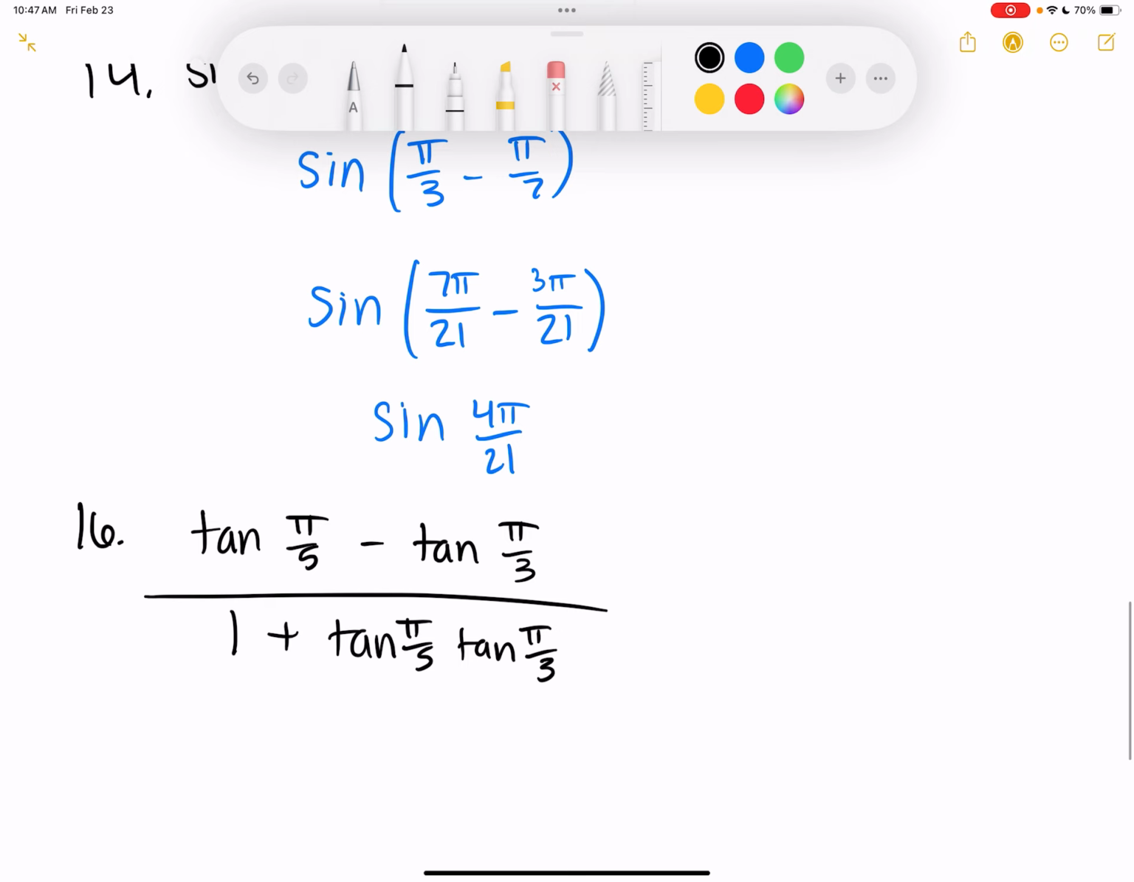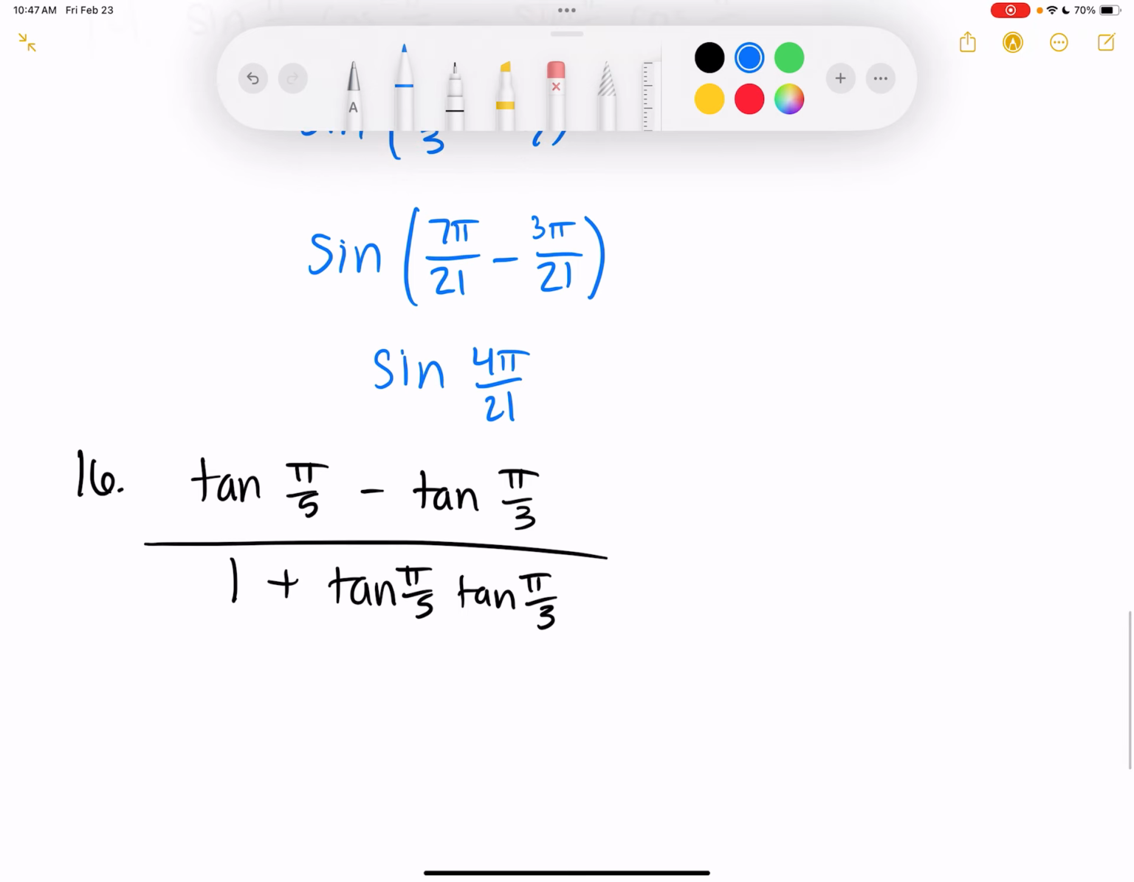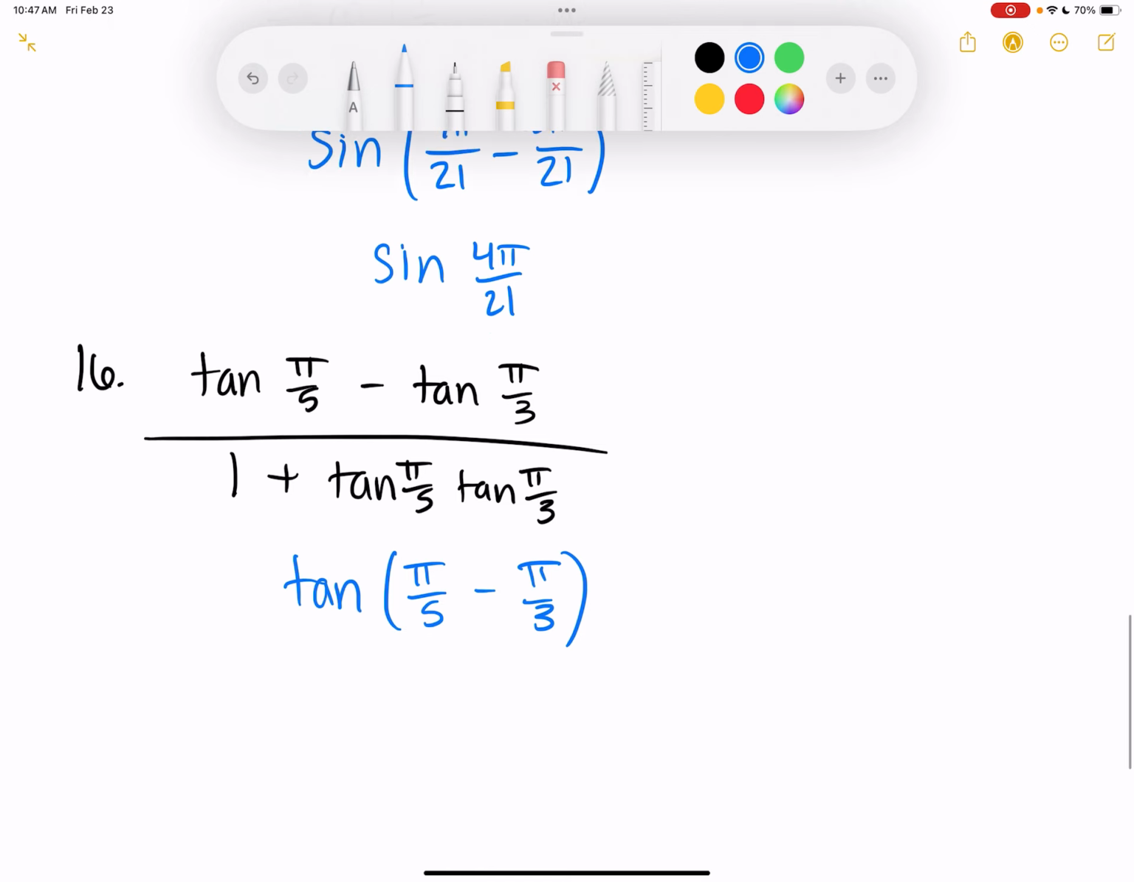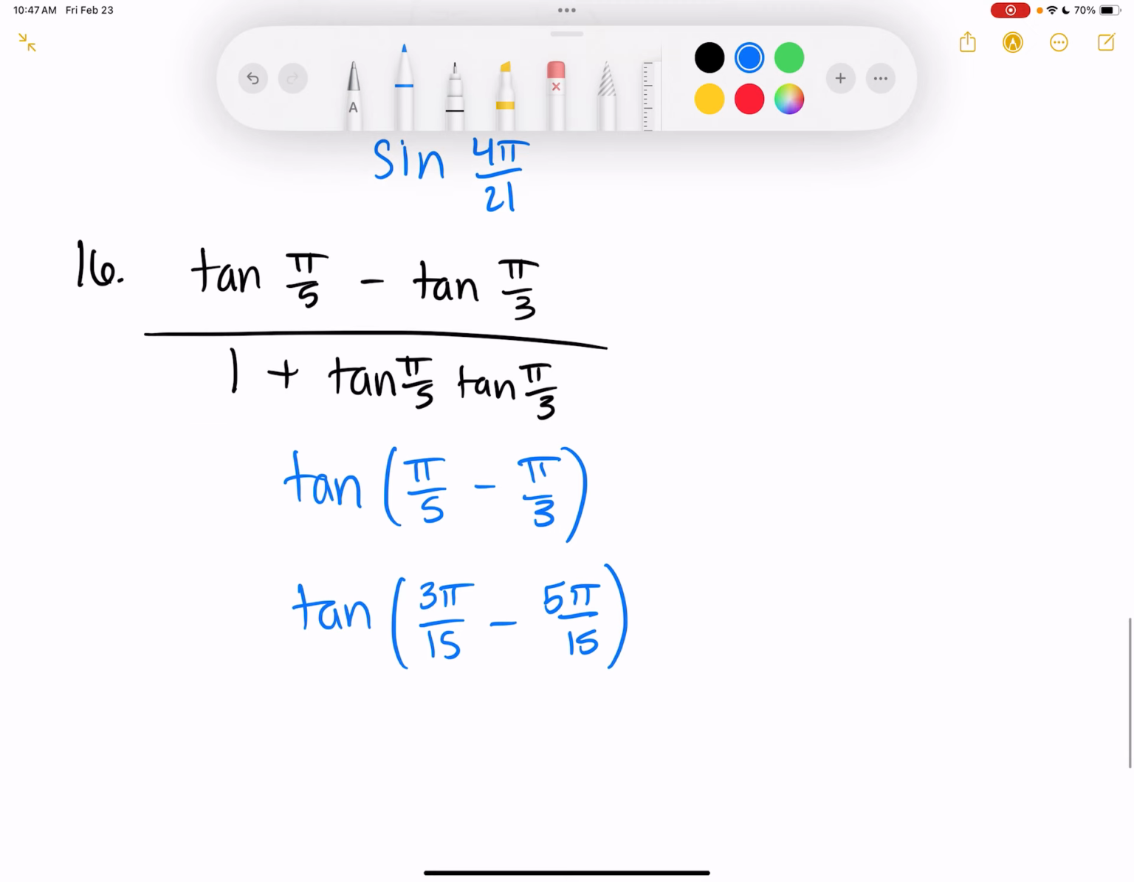So which situation do I have here? Or how would I write it? The tangent of pi over 5 minus pi over 3. Yep, tangent of pi over 5 minus pi over 3. What would my common denominator be on this one? 15. So this is going to be the tangent of 3 pi over 15 minus 5 pi over 15. Tangent of negative 2 pi over 15.